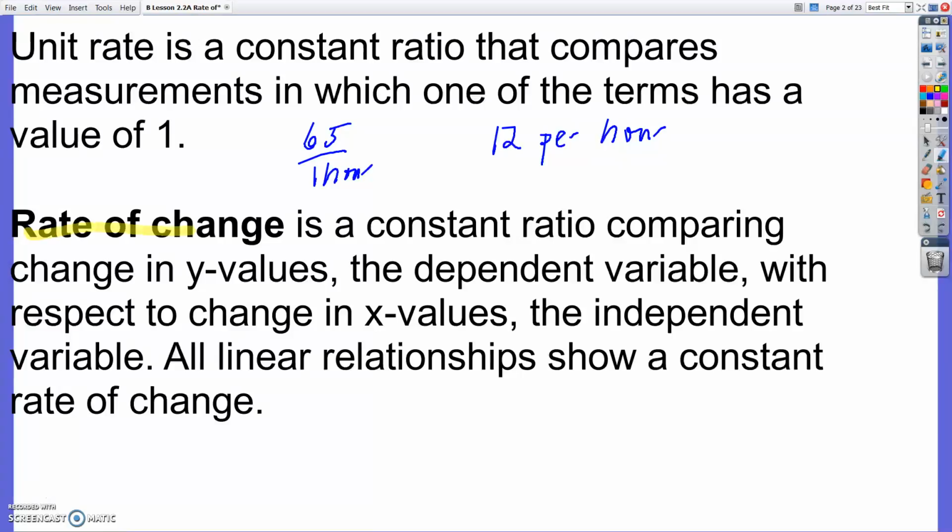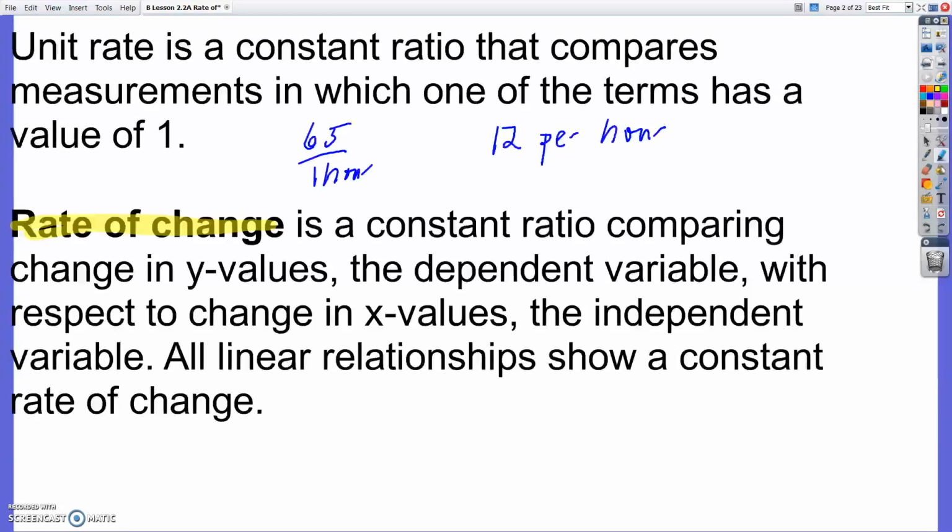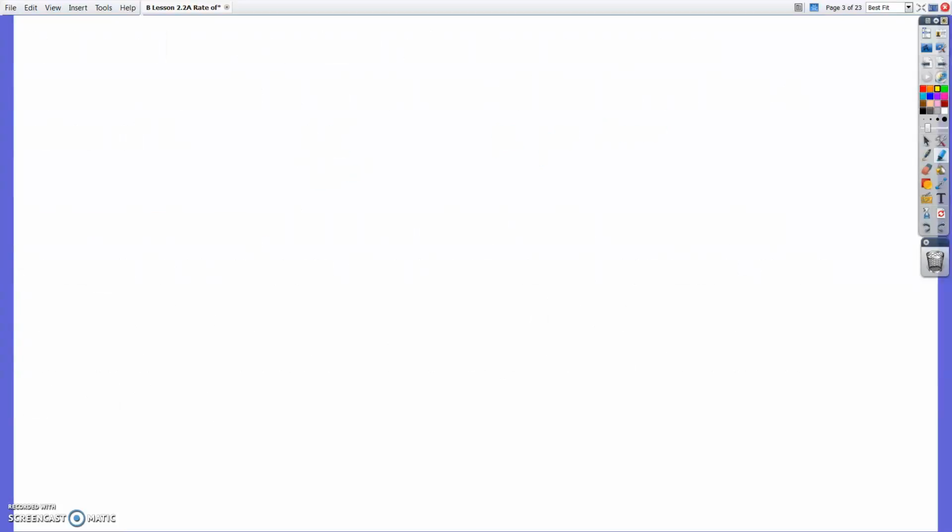Now we're going to be looking at rate of change. Rate of change is the constant ratio comparing change in y values, the dependent variable, with respect to the change in x values, the independent variable. All linear relationships show a constant rate of change. So what that means is a constant rate of change is in a linear graph.